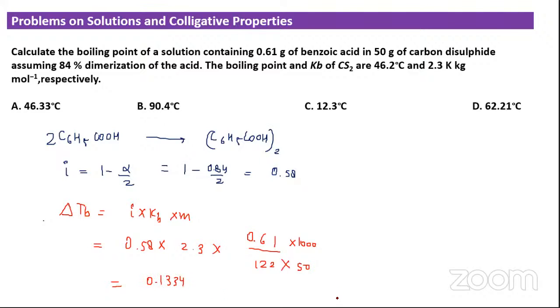So delta Tb will be 0.1334 and the final boiling point, that's the new boiling point, Tb dash, will be, elevation होता है तो initial Tb plus delta Tb. We put the values there. 46.2 degrees Celsius plus 0.1334. It comes out at 46.33 degrees Celsius. Okay. So simple question. I hope there is no doubt. Yes, clear है ना?